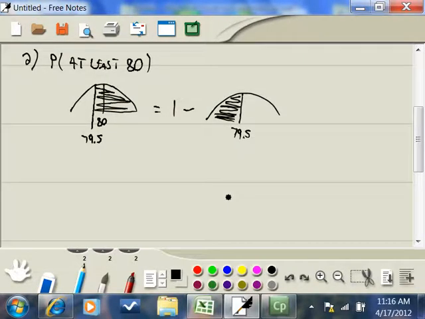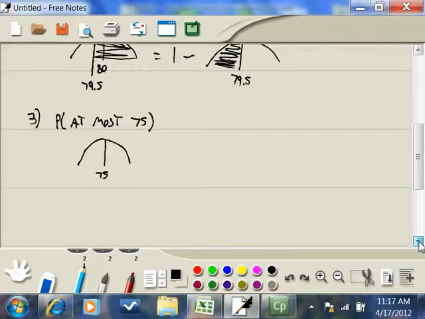Actually, no, that said 11. Let me write it down. N is 200, and little p is 0.35. Okay. Let's look at the probability at most 75. So here's 75. At most 75.